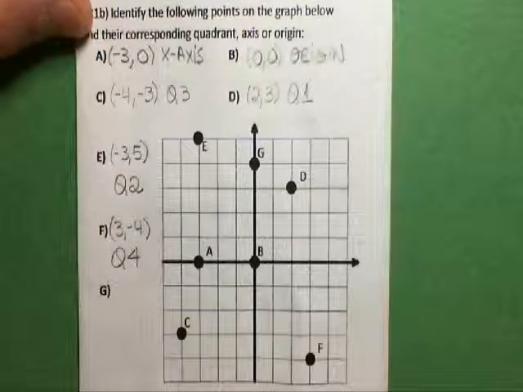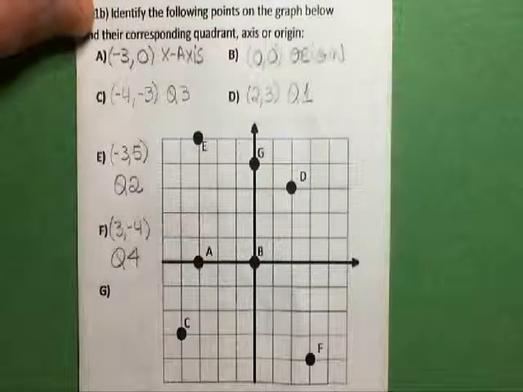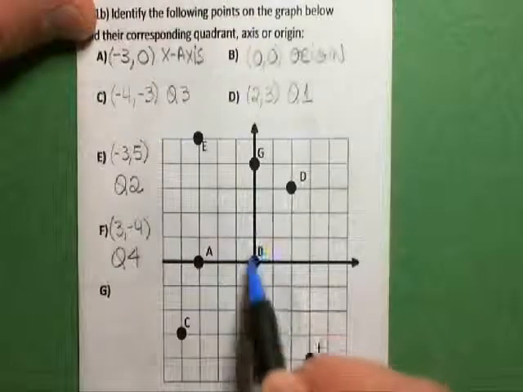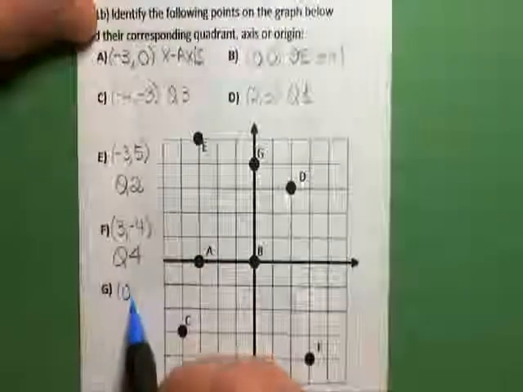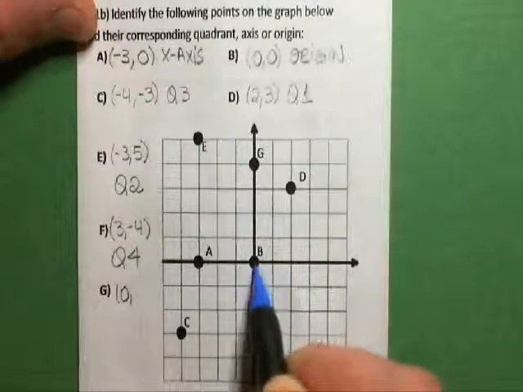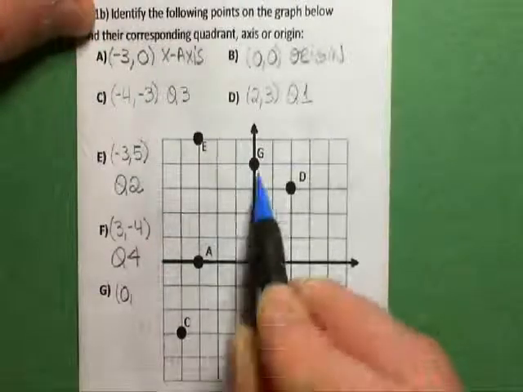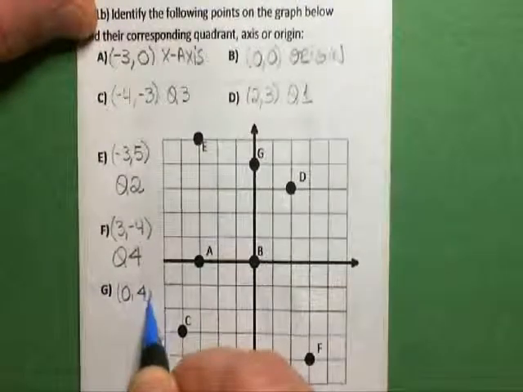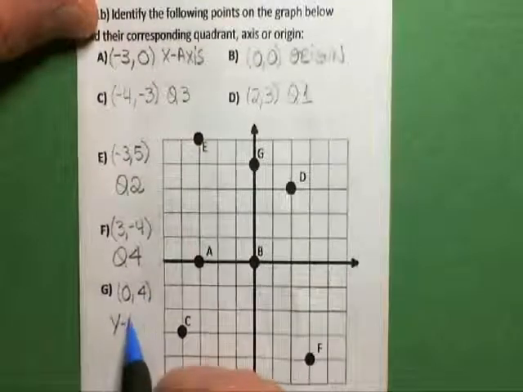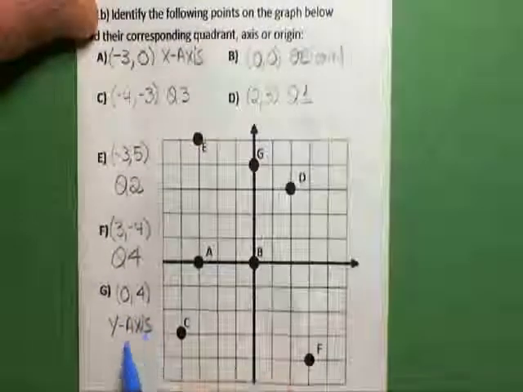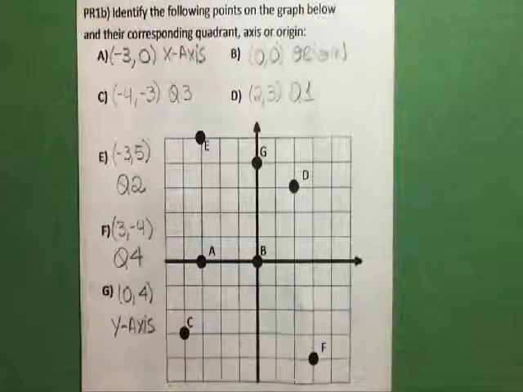Very well. Let's do letter G. Letter G would be 0 for x, because you don't go to the left or right, so you stay there, and then you go 4 up, and this would be y-axis. Very well. So that concludes practice problem number 1. So now we're going to turn to the next page and proceed with our lesson.